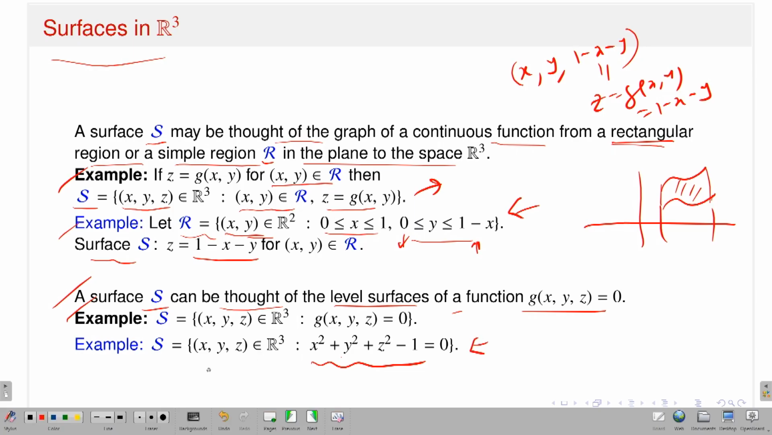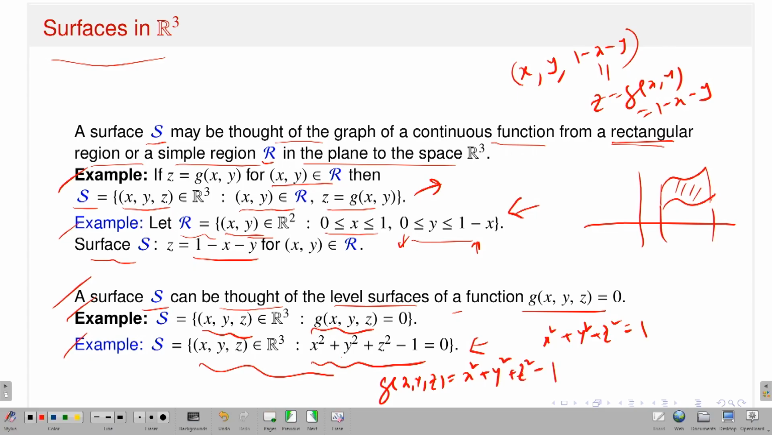What kind of surface will it give? That means x square plus y square plus z square is equal to 1. That means it will be a unit sphere. Okay, so that is another example. This is just the collection of all those x, y, z where g of x comma y comma z is equal to 0, which is nothing but the level surface. And here in the last example, g of x, y, z is nothing but x square plus y square plus z square minus 1. In this way you can think about the surface.